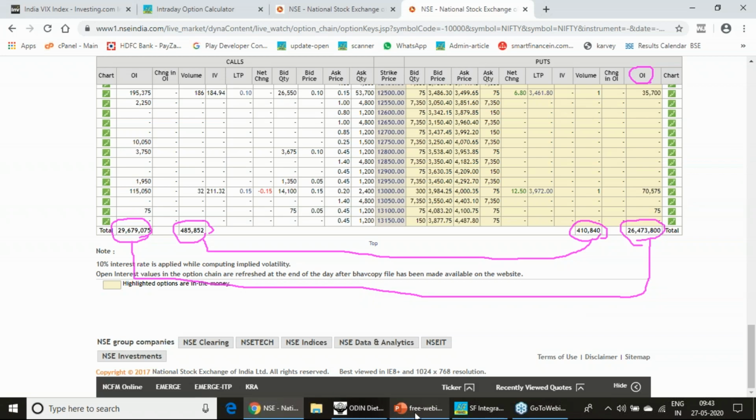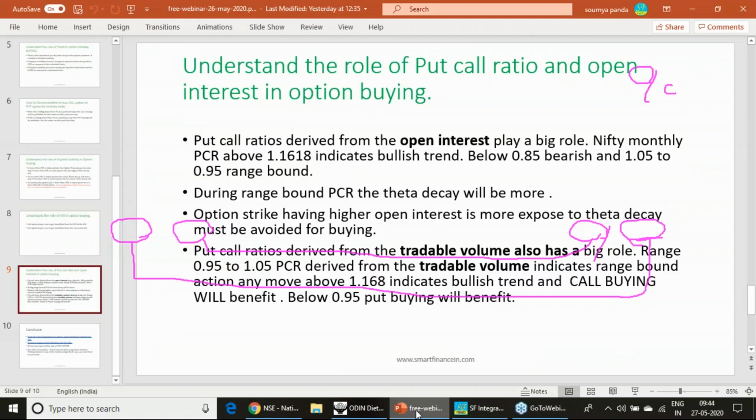Now coming to how to calculate it. Whatever the put option open interest is, divide it by the call open interest. That will give you the put call ratio. In the same way, whatever the put traded volume is, if you divide it by the call traded volume, you will get the put call ratio. Now these numbers are very important.